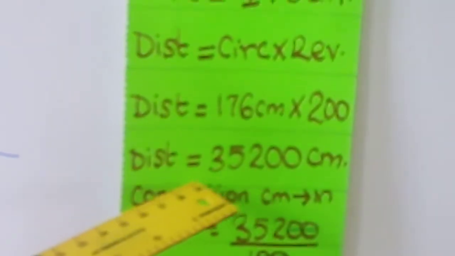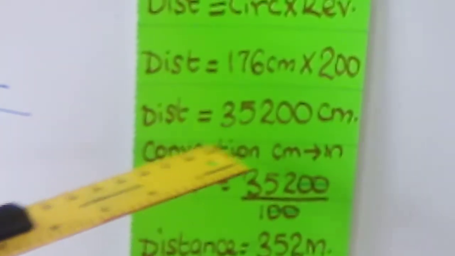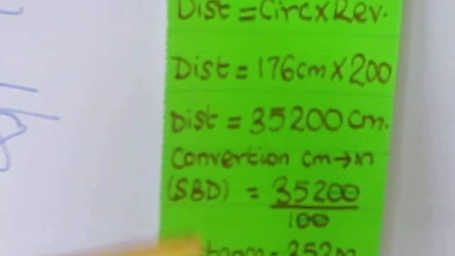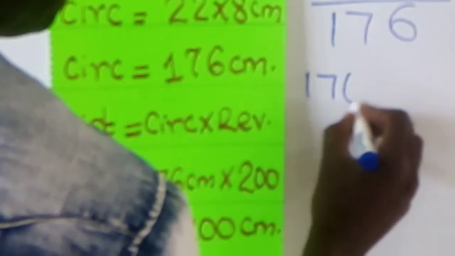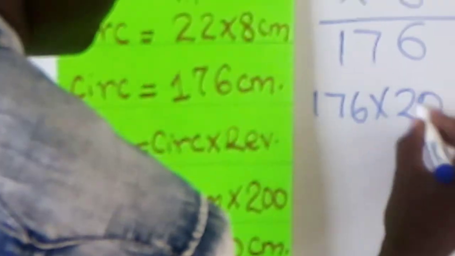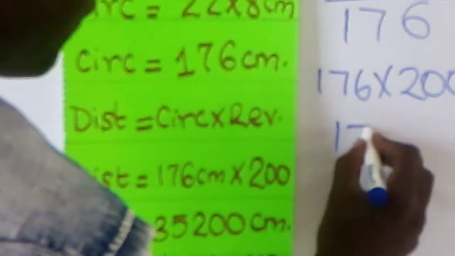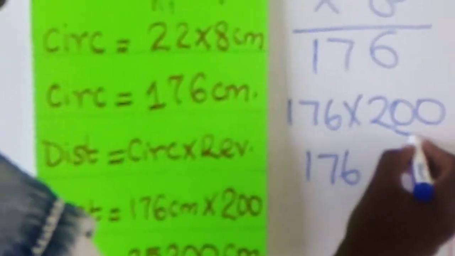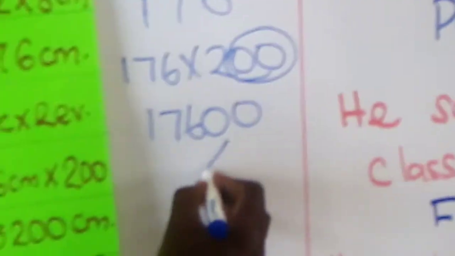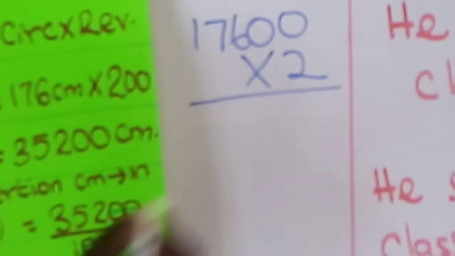When you multiply 176 by 200, let's see. This is what we do, a shortcut. We take 176 and we take these 2 zeros and add to it. Then you multiply by 2. We will quickly get the answer.